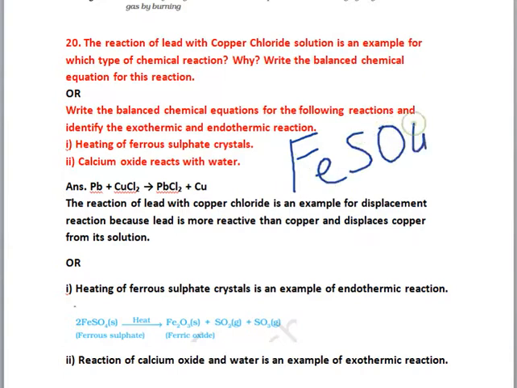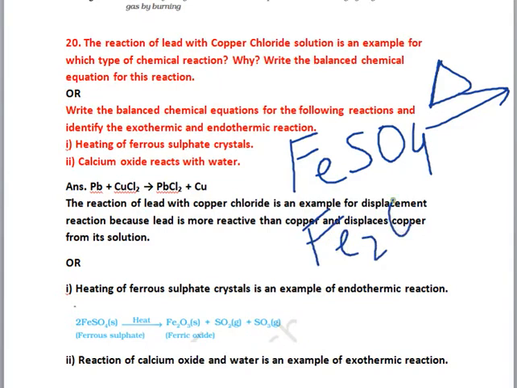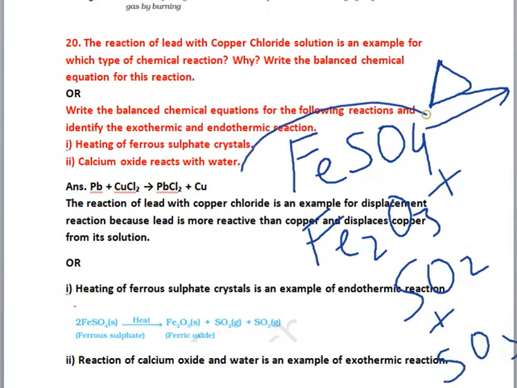FeSO4. Heating means we have to heat ferrous sulfate crystals. What product will we get after that? We will get Fe2O3 plus SO2 plus SO3. Three products we are getting from a single reactant. Whenever FeSO4, ferrous sulfate crystals, are heated, we get three products: Fe2O3, SO2 and SO3.